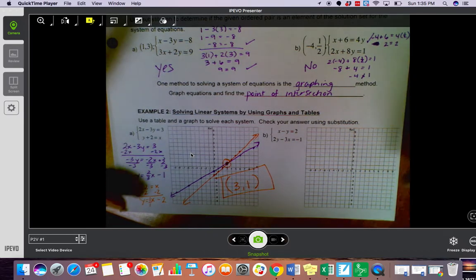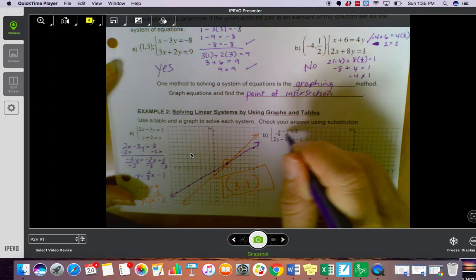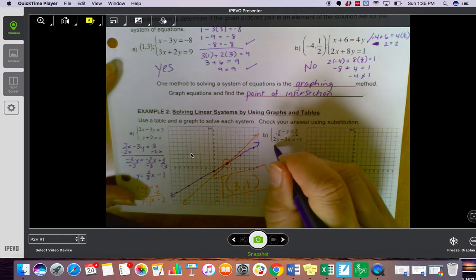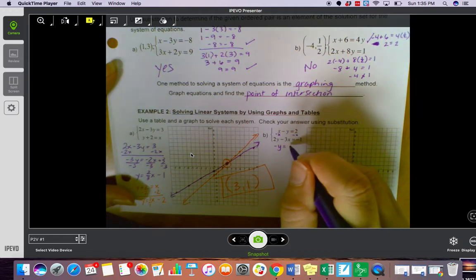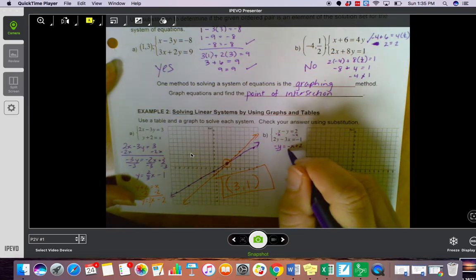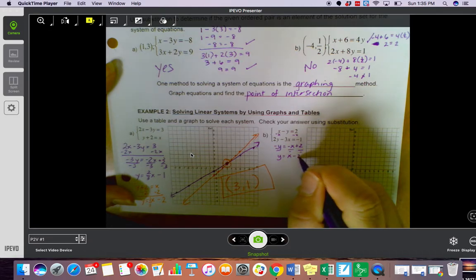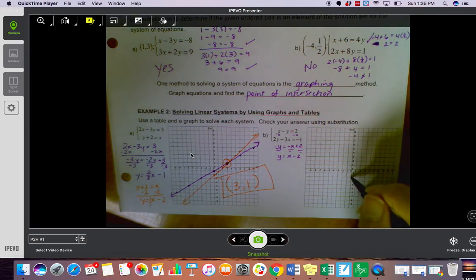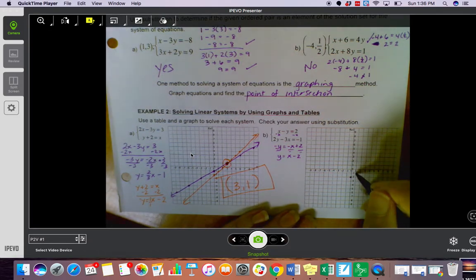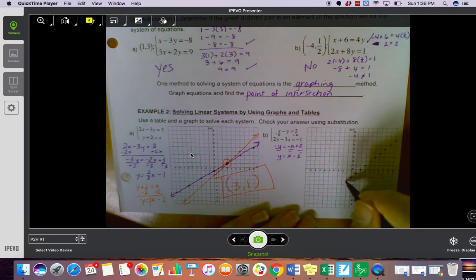For this one, I'm going to do the same thing. I'm going to get y alone, so I would subtract x on both sides. So I have negative y equals negative x plus 2, and then I divide everything by negative, so y equals x minus 2. So I'm going to start at -2. Up 1 over 1, up 1 over 1, up 1 over 1. Same thing. I kind of have a pattern, so I'm going to go quick.